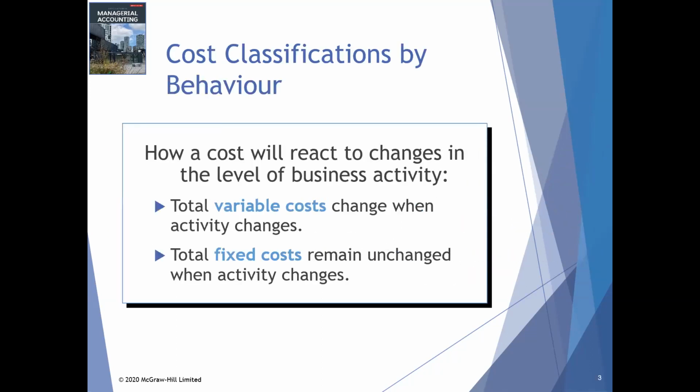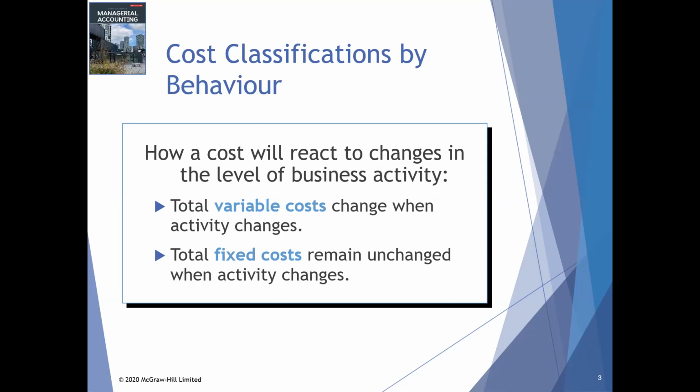So, cost classification by behavior. How a cost will react to changes in the level of business activities. We can see there are two kinds of cost under the cost classification by behavior. The first one is the variable cost. The second one is the fixed cost. Variable cost, as is clear from the name, variable means changeable. So the total variable cost changes when activity changes. Due to the change in the activities, the variable cost changes, right?